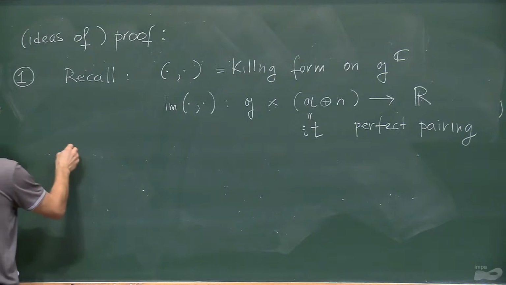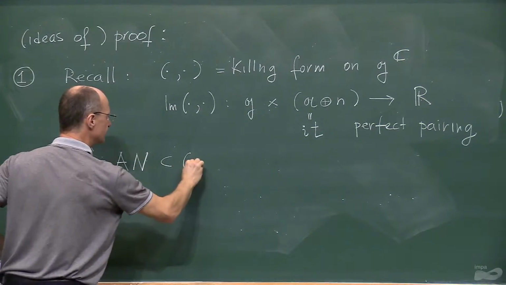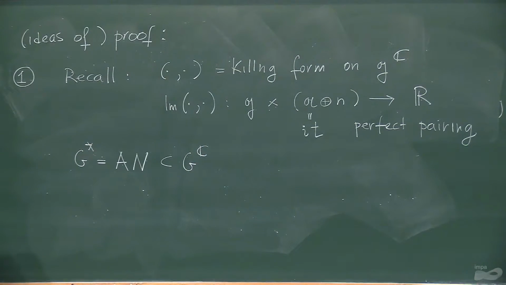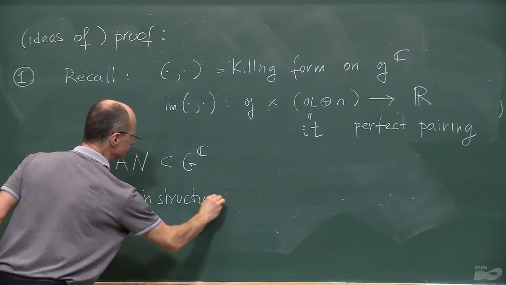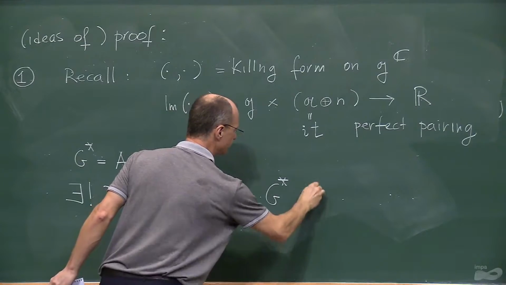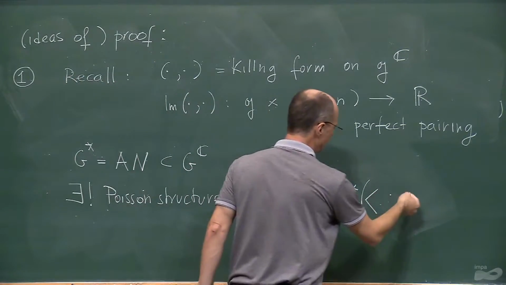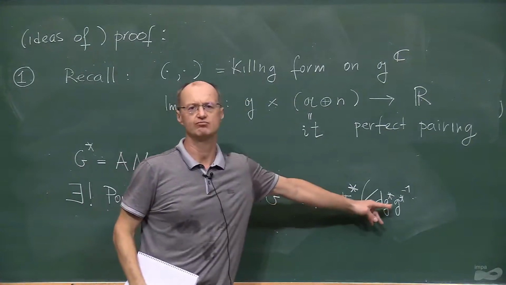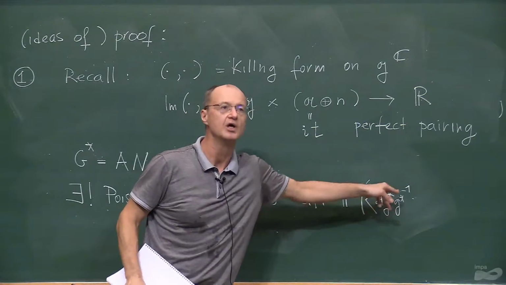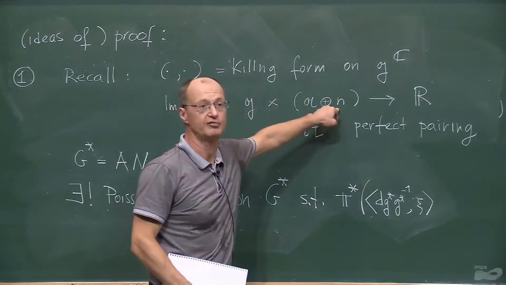So let's denote by capital G star the corresponding group inside GC, the product of A and N. And the standard wisdom from Poisson Lie groups says that there is a unique Poisson structure on G star such that if you apply this Poisson structure to the following gadget, I write, say, the right invariant Maurer-Cartan form on that group, in some kind of matrix notation, as if they were matrices, pairing with some element psi in G. Here I'm using that perfect pairing.